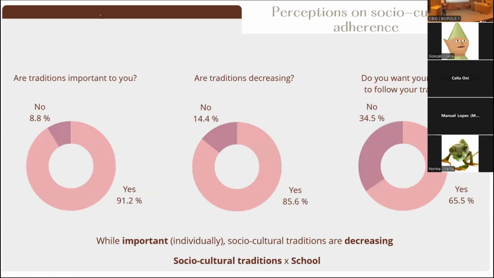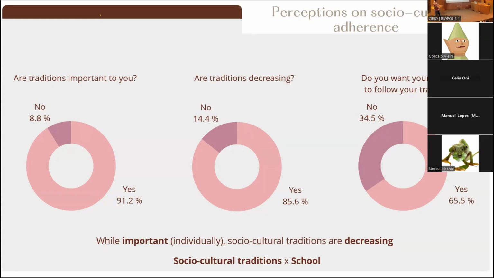And just to finalize, we were talking a little bit about their passive way of contributing to nature conservation. And this is only possible if people still want to follow their social traditional system. And so we did some questions. This was just yes and no. The questions were: are your traditions important to you as an individual? What's your perception, is it decreasing? And do you want your children to follow the same social cultural traditions?